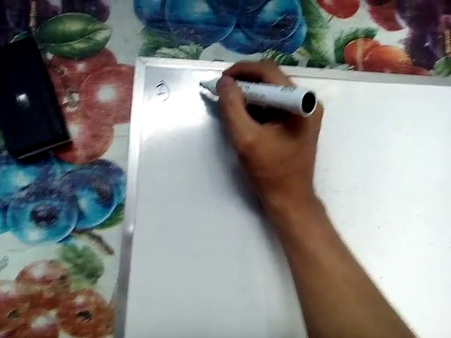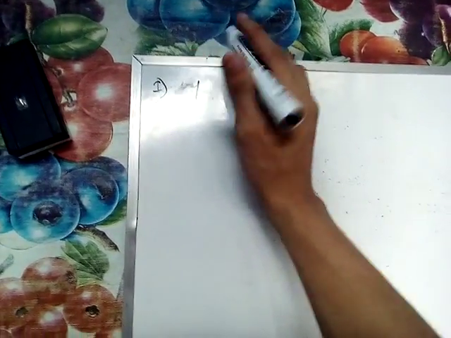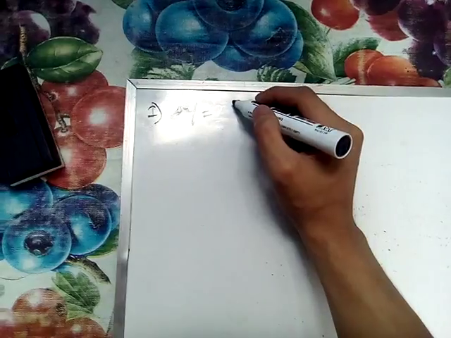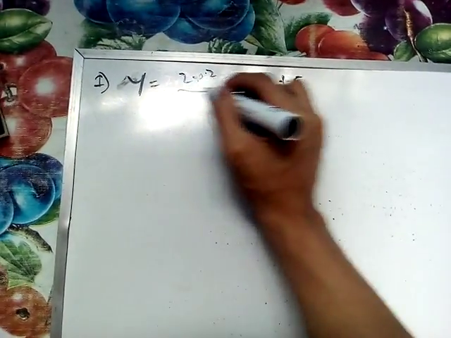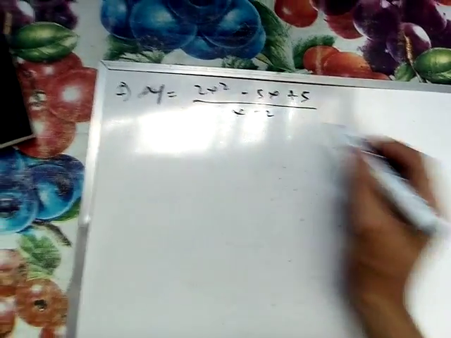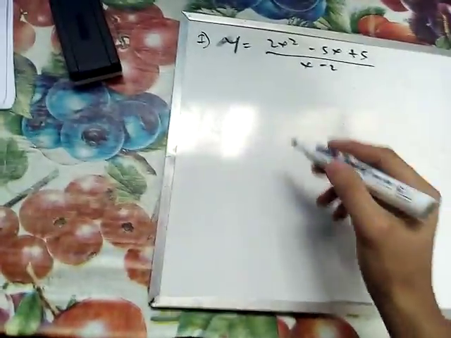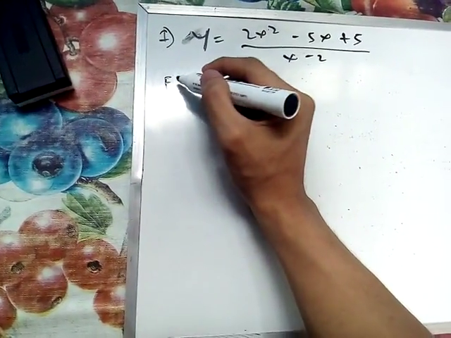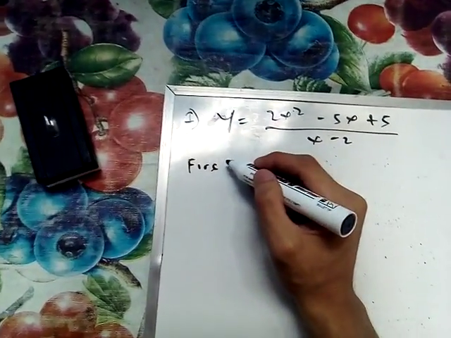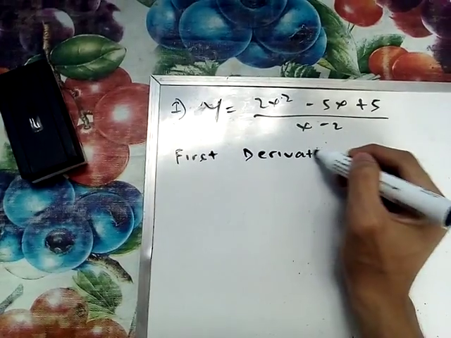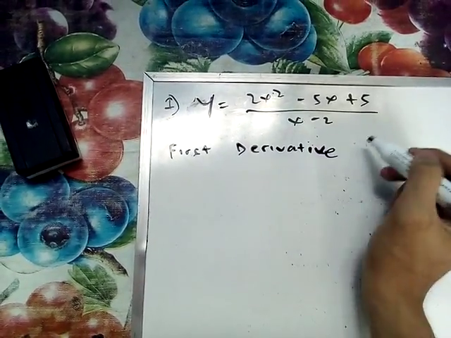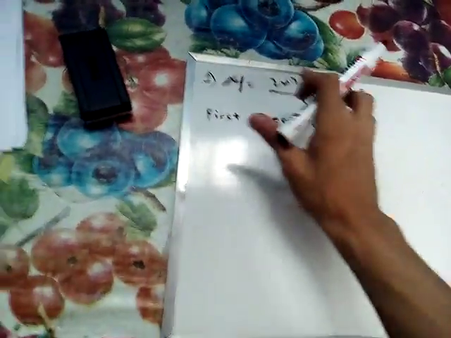So we are given this equation: y is equal to 2x squared minus 5x plus 5 all over x minus 2. So we need to find the first derivative of this equation.